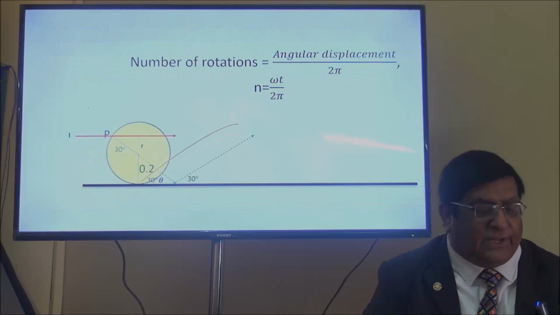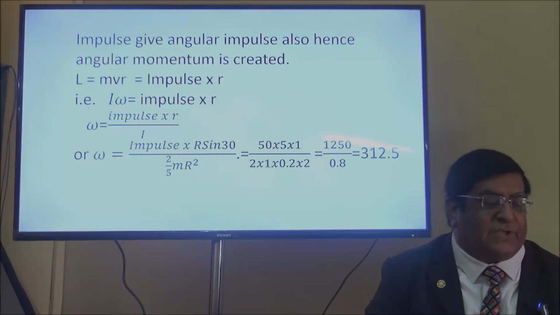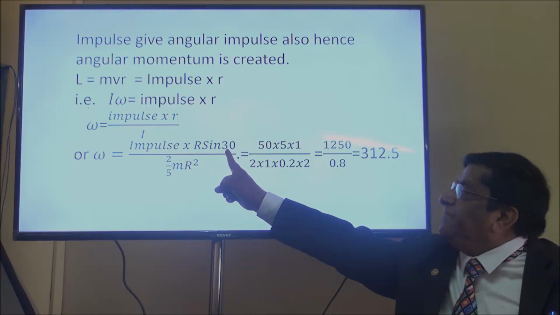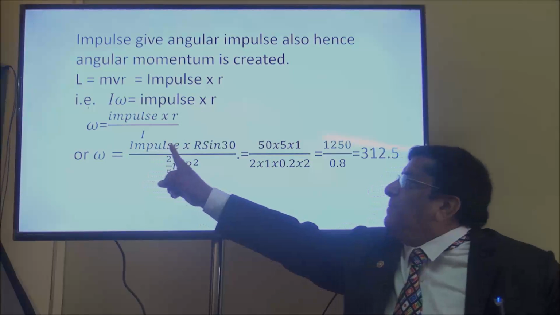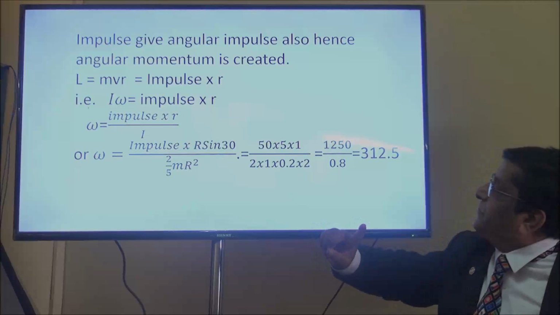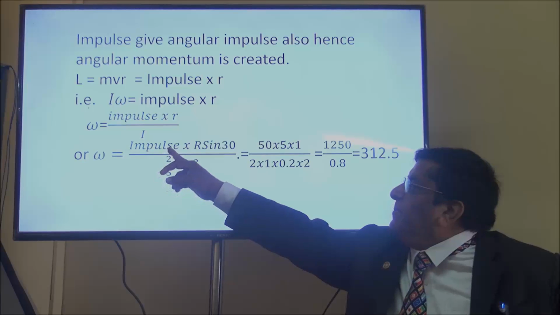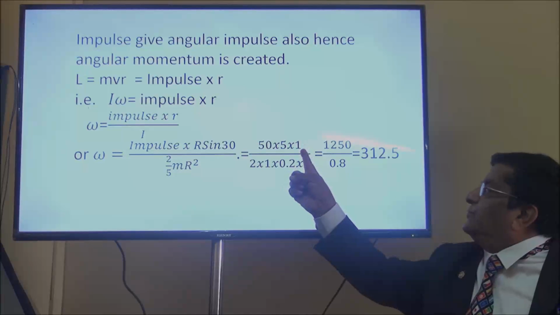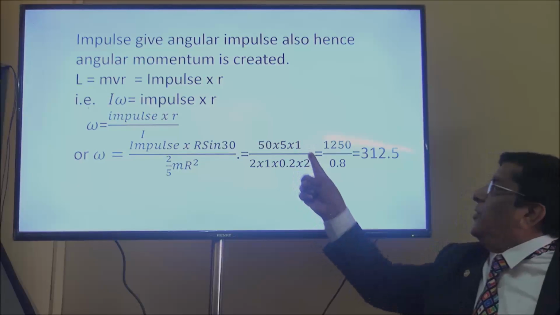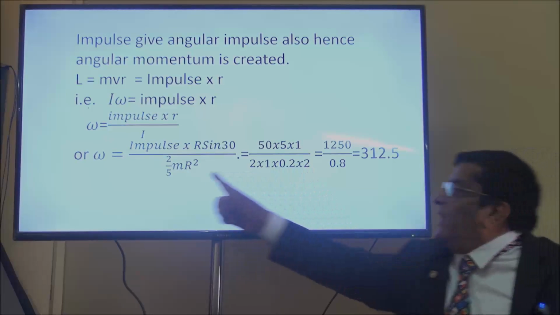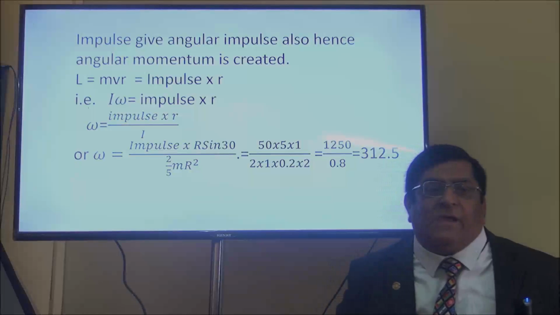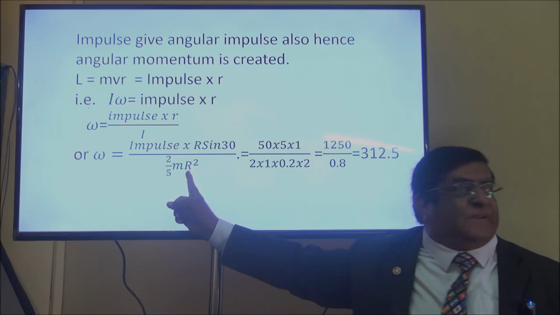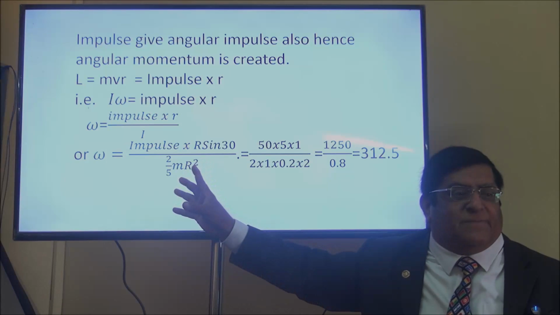So when we are calculating mvr, what r are we going to take? R sine 30. And mv we are taking as the impulse, right? Okay. So we put this value: impulse into R sine theta. Impulse into R into sine 30, which is 1 upon 2. And what is I? I for the ball is 2 upon 5 mR square. After that, we have the mathematical calculation.